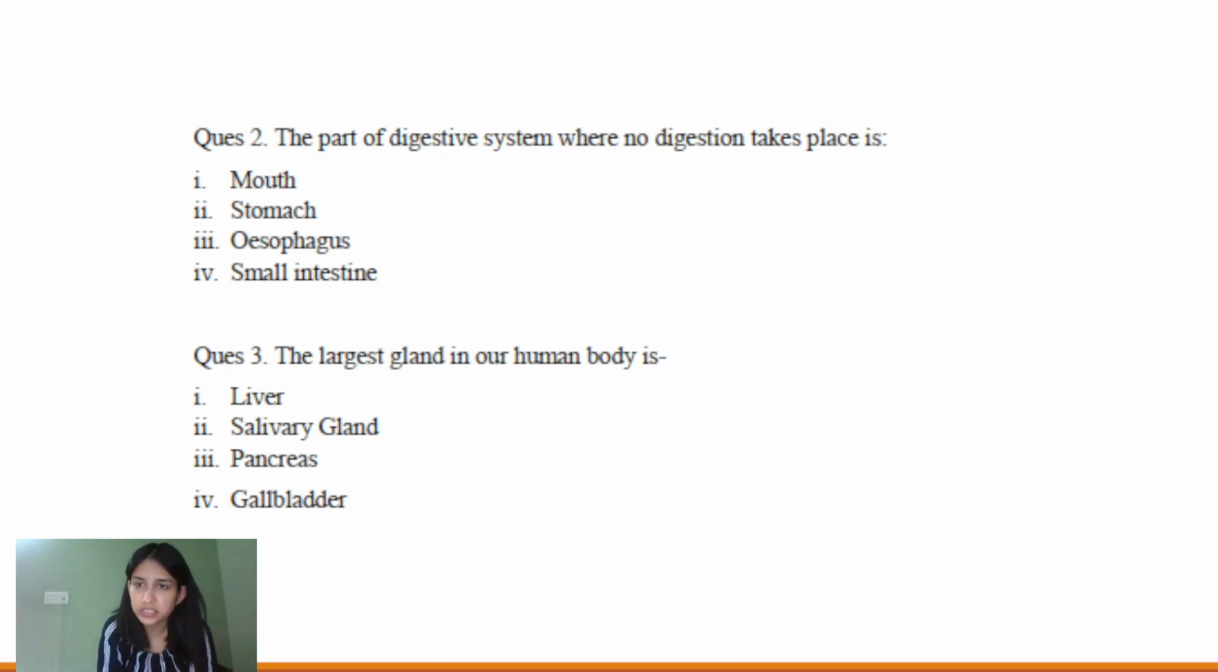There, no digestion is happening, no absorption, and no secretion of enzymes is happening. So the esophagus is the part of the digestive system where no digestion takes place, because we know that in the small intestine and the stomach as well, the part of digestion is there. So question 3 is about the largest gland in our human body. Which is the largest gland?